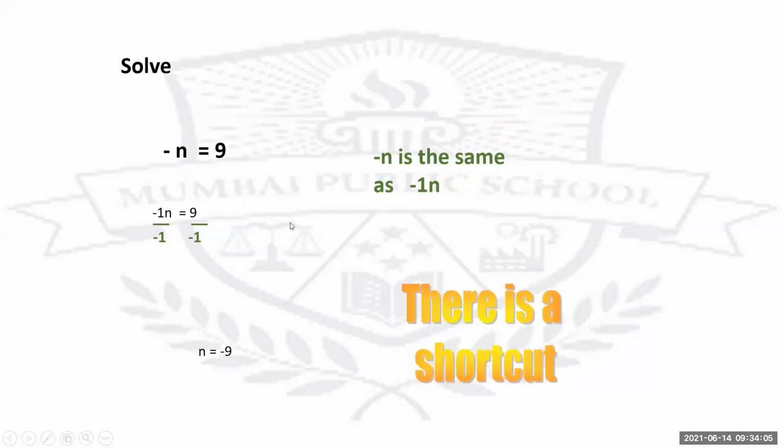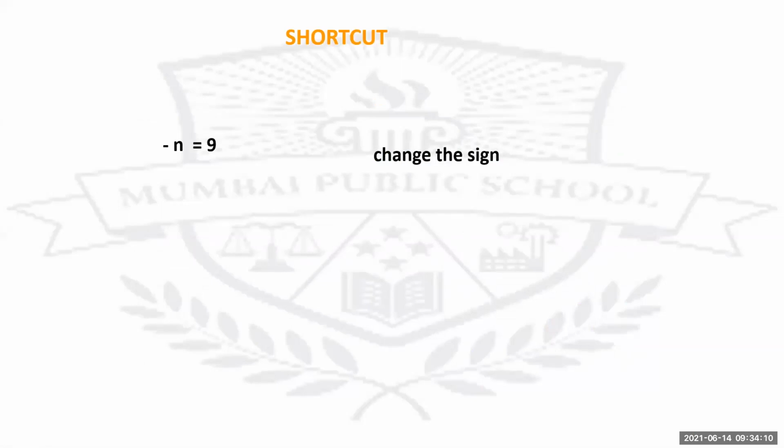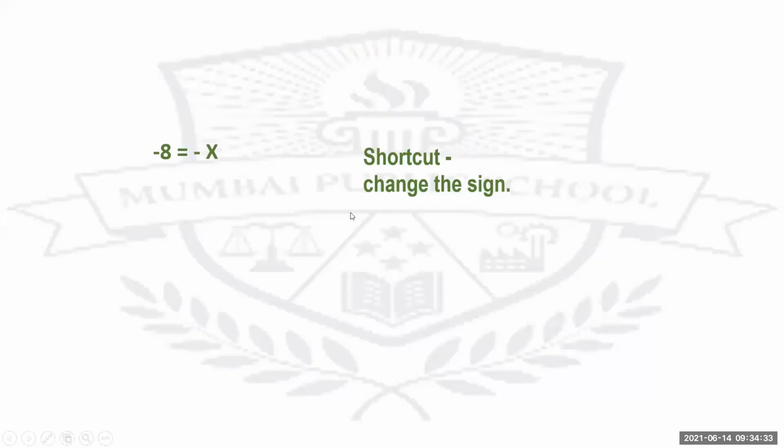Now there is a shortcut for this. Minus n equals 9. Just change the sign. What you have to do is just change the sign. The n which is negative, make it positive, and the 9 which is positive, make it negative. So directly you get the answer n equals minus 9. Is this understood to all the students? Now check. Shortcut: change the sign. Now check here.